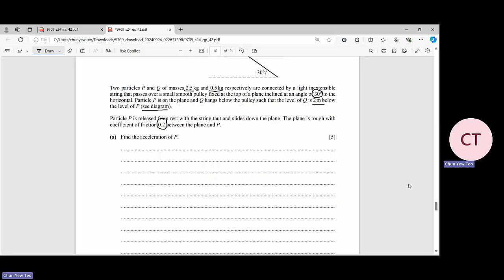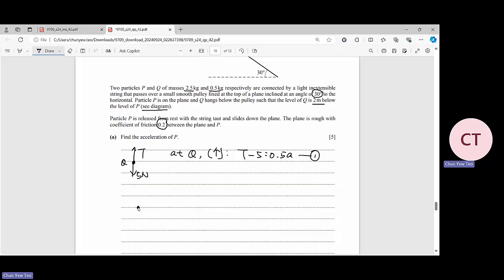So over here, for this question, we need to resolve the forces at P and Q separately. So at Q, the weight of the Q is 5 Newton and the tension is like this. So at Q, if you resolve the forces vertically, you have the T minus the 5 is equal to 0.5a. That will be the first equation.